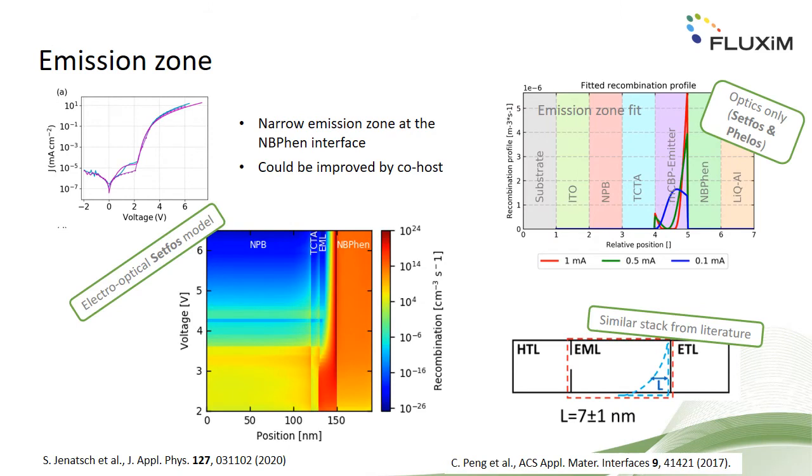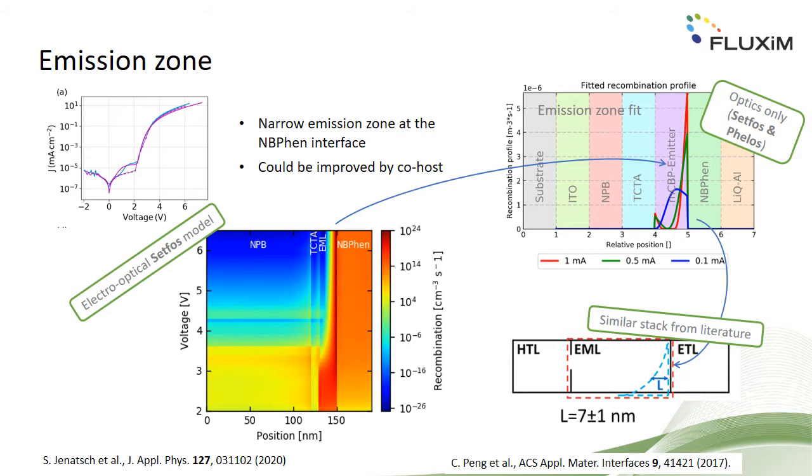Let's have a look at some more interesting stuff which we can analyze thanks to the simulation. On the left, we show the recombination profile as a function of applied voltage. The recombination, and thus the emission, is predominantly occurring at the EML-ETL interface and gets narrower with increasing voltage. The same trend was obtained when doing emission zone fitting on detuned devices, which is a completely independent characterization technique, which is based on the angular instruments Phelos and ZFOS.